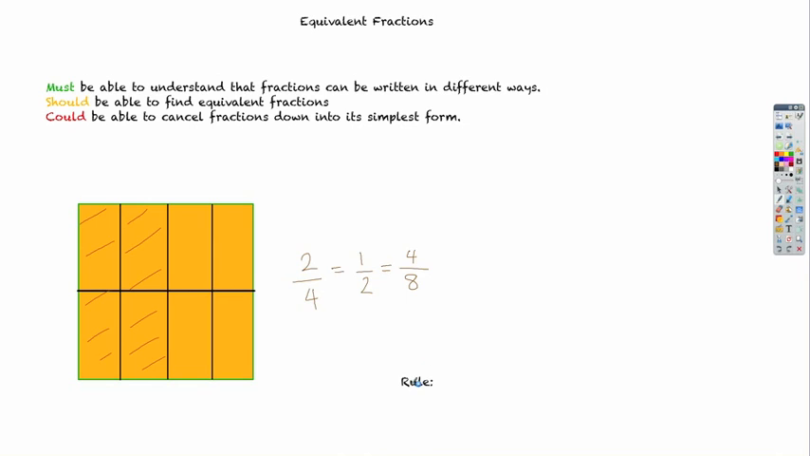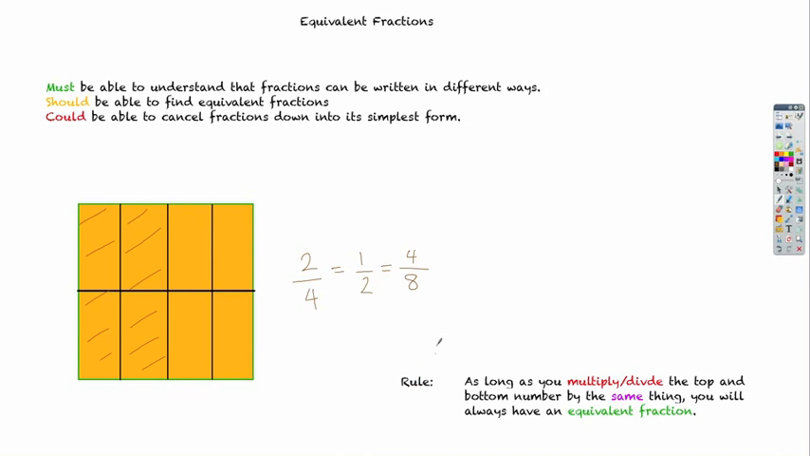And there's a general rule that we can use. As long as you multiply or divide the top and the bottom number by the same thing, you will always have an equivalent fraction. So if we have a look at the first one, 2 quarters equal to a half. Going from 4 to 2, I can divide by 2. So long as I do the same thing on the top, so divide by 2, I have an equivalent fraction. So 2 divided by 2 is 1, 4 divided by 2 is 2. So 2 quarters is the same as 1 half.